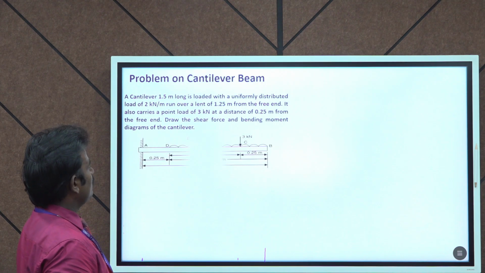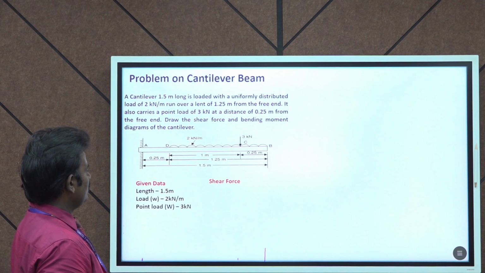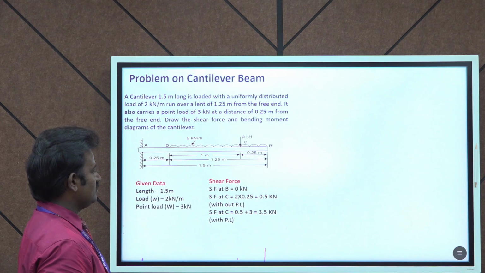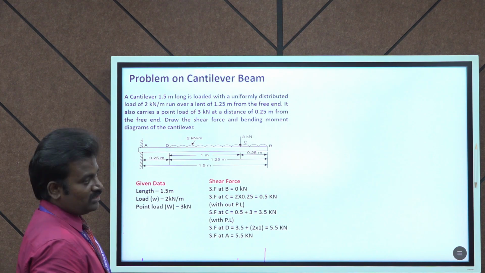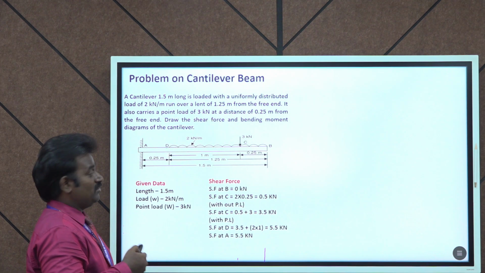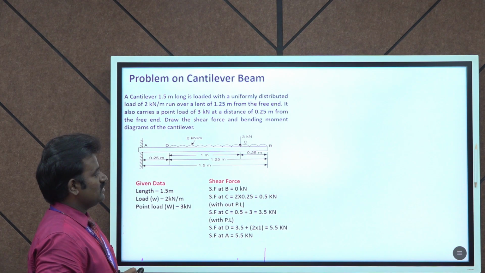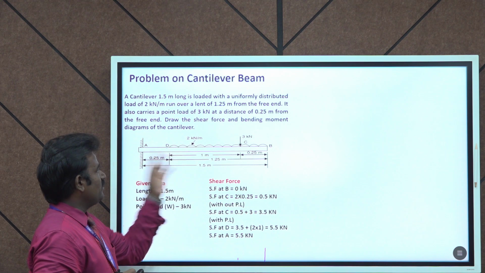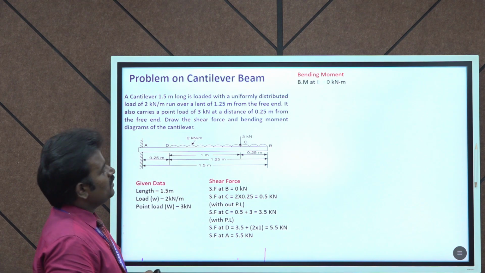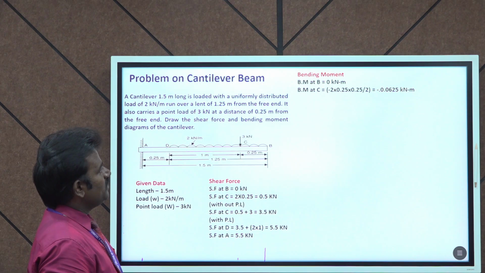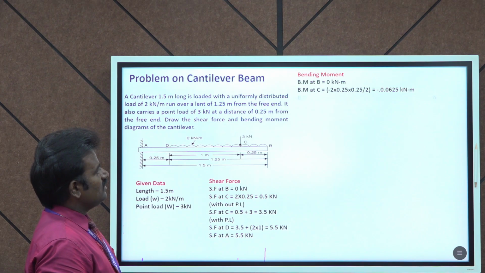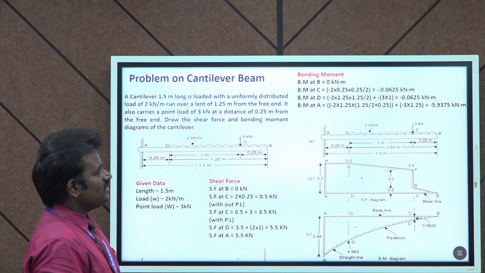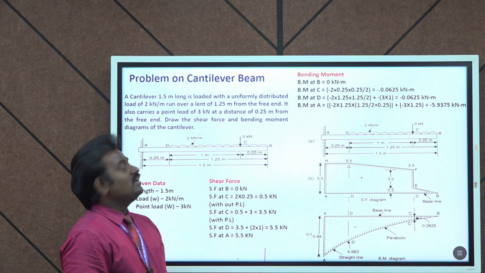Now I am going to show you the solution for your better understanding. In the shear force diagram there are points B, C, D and A. The bending moment at B is 0, then the bending moment at C, at D, and at A. Then the shear force and bending moment diagram.